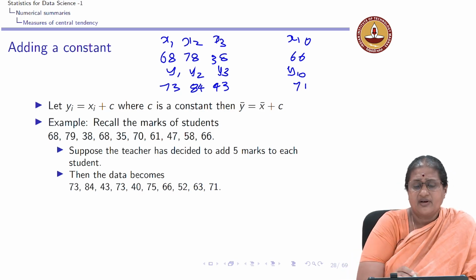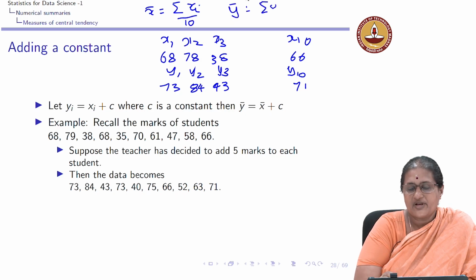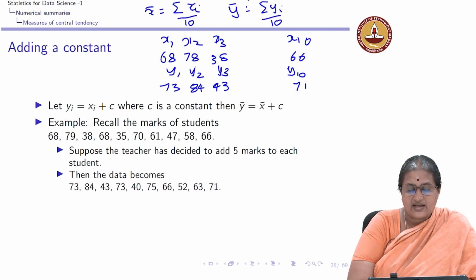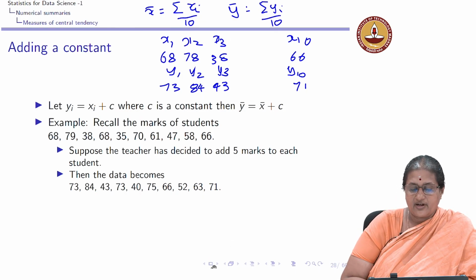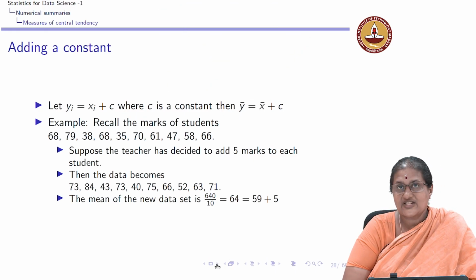By definition, x bar is going to be summation xi divided by 10. Y bar is going to be summation yi divided by 10. This is what our definitions say. So, if I add this and I compute y bar, I find that y bar is going to be 640 by 10, which is 64. You can notice that 64 is my y bar, which is 5 more than my x bar.